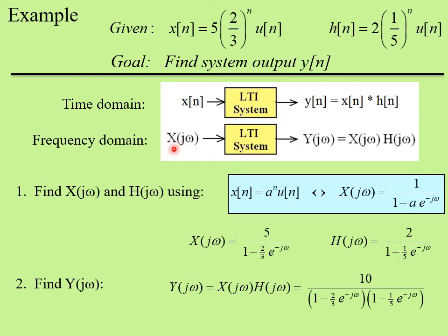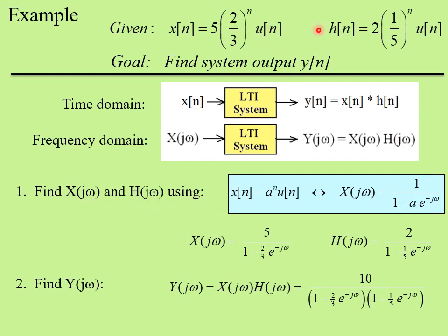So in the frequency domain, we're going to find the Fourier transform of x to get X of j omega, and the output is going to be equal to, well, I should say the Fourier transform of the output is going to be equal to the Fourier transform of the input, big X, times the frequency response, which is, of course, the Fourier transform of h of n. So our first step here is we're going to find the Fourier transform of x and h.